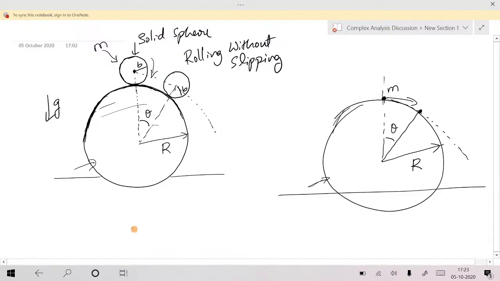For that angle theta, you can refer to Goldstein, second chapter, on how to solve this kind of problem. That theta naught, the angle at which this object, which is rolling purely, is going to leave the surface of this big sphere, is equal to cos inverse of 2 by 3 plus I by m b square.